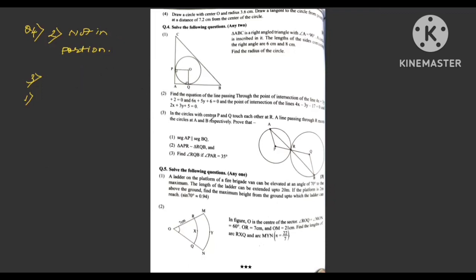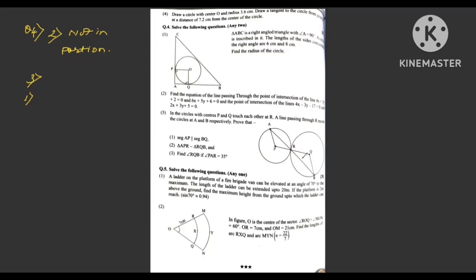The third question: two circles with centers P and Q touch each other at R. Can you see these two circles with centers P and Q touching each other at R? Prove that a line passing through R intersects the circles in points A and B respectively. Now the first part of the question is to prove AP parallel to BQ.